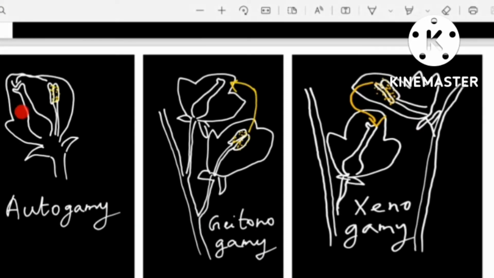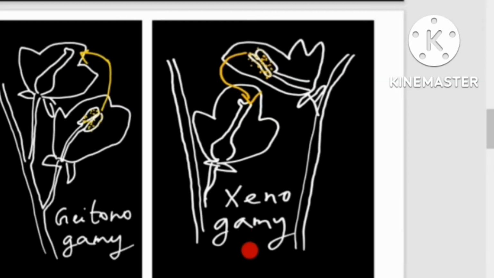Now here there is one bisexual flower where there is pistil also, stamen also, and when the pollination happens within the same flower, then we say autogamy. Now here geitonogamy, where the pollen grains pass from stamen to stigma between two different flowers, but the flowers are present on the same plant. And the true cross-pollination is when there is xenogamy, where the pollen grains from one plant body are transferred to the stigma of the flower that's present on another plant body.